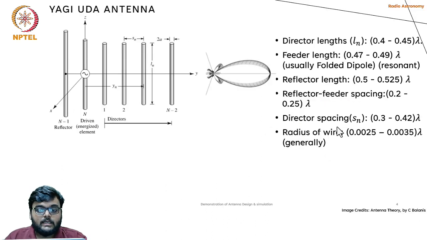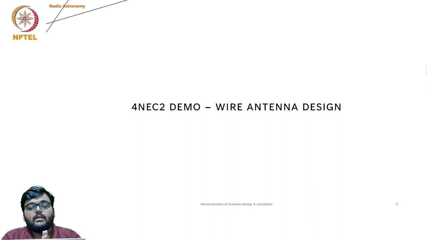In the Yagi-Uda antenna we have one radiating element, which is also called the feeder, or simply a dipole, followed by directors which focus the gain forward, and there is a reflector at the back which directs the beam in one direction. The length parameters, radius and all, are given here. Now let's go to how to design it in 4NEC2.